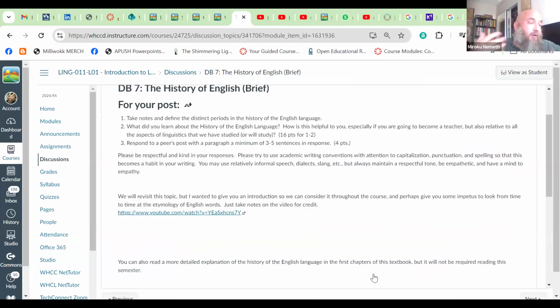I will revisit this when we look at language history, world languages, and things like that. But for this post, it carries over from the first one. Take notes and define the distinct periods in the history of the English language, right? You've got to have Old English, Middle English, and Modern English. If you do Early Modern, I don't really care, but at least those three time periods.